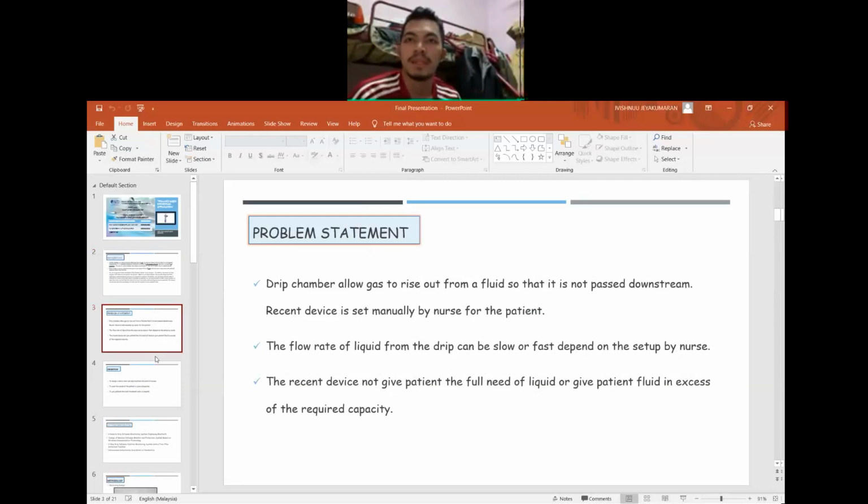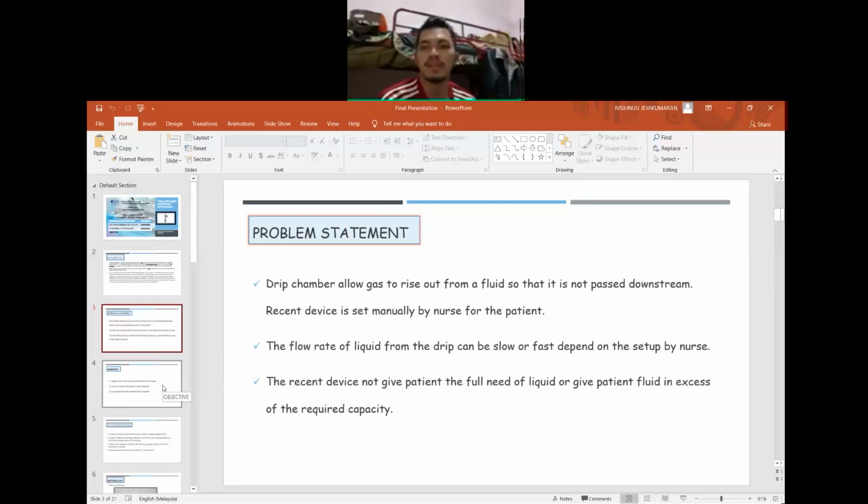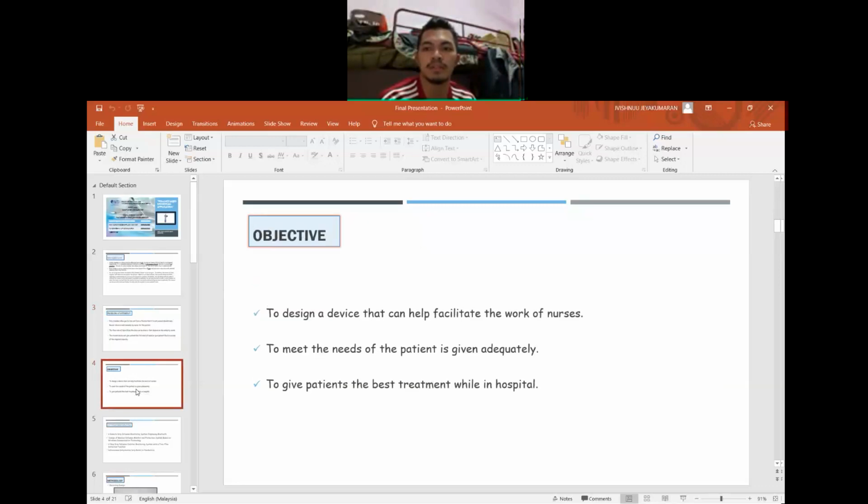Next is the problem statement. The drip chamber allows gas to rise out from a fluid so that it is not passed downstream. The same device is set manually by the nurse for the patient. The flow rate of the liquid from the drip can be slow or fast depending on the setup by the nurse. The recent device does not give the patient the full need of liquid, or gives the patient fluid in excess of the required capacity.